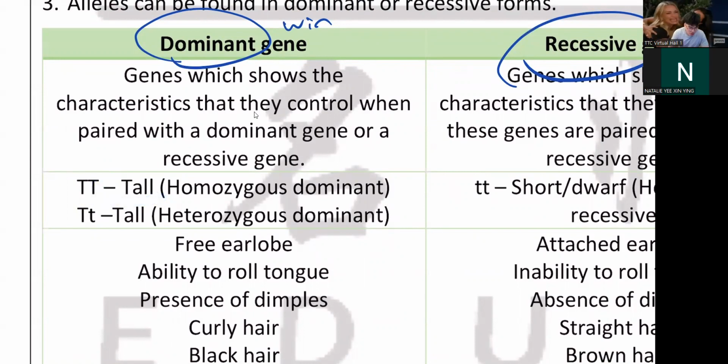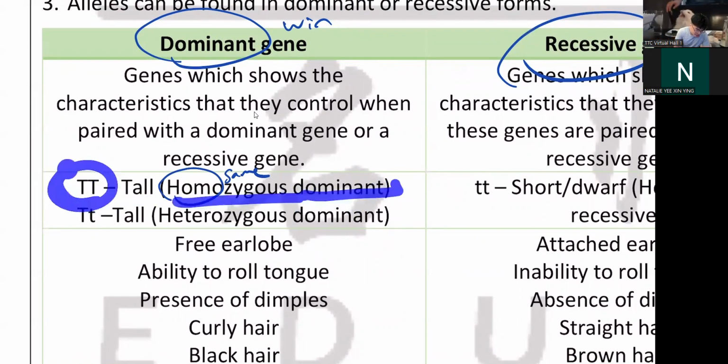And in this case, we call you homozygous dominant. What does it mean by homo? Homo means same. You know, homosexual means the same sex, they like each other lah. So homozygous dominant means they are the same, and then they are both winning.